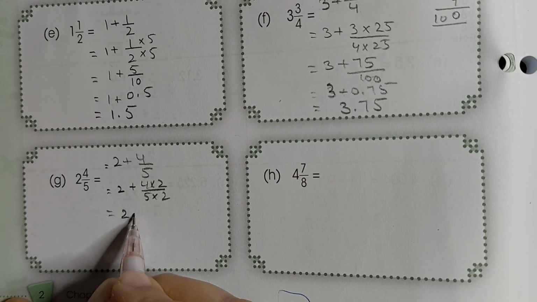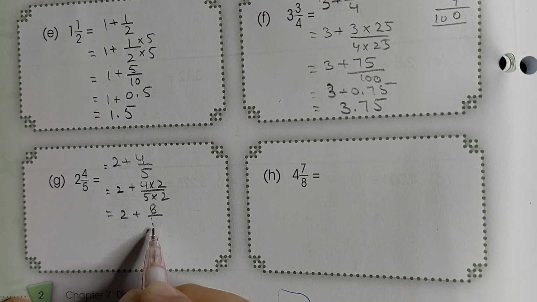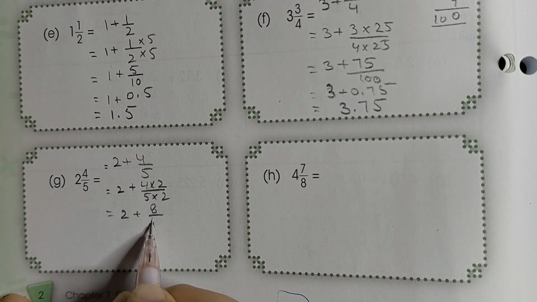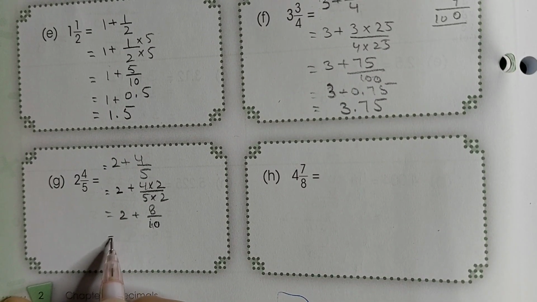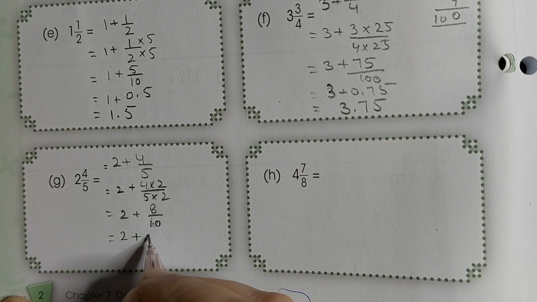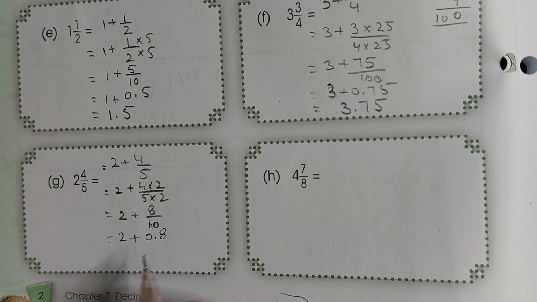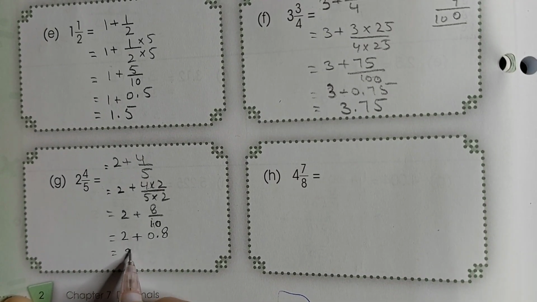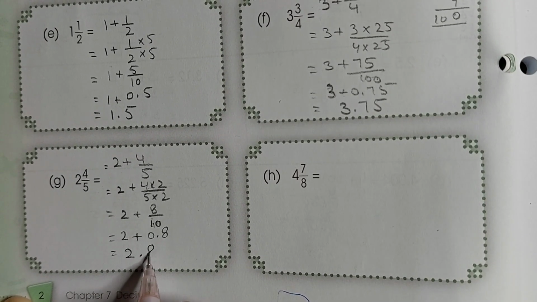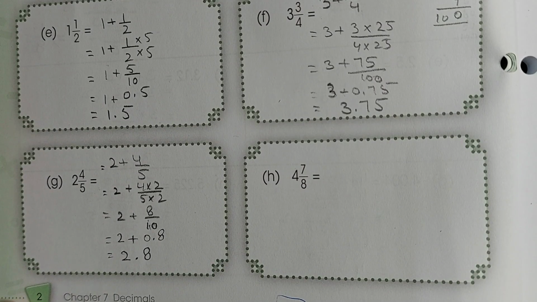It will become 2 plus 8 upon 10. So 8 upon 10. Now after how many digits you have to put decimal? After 1 digit. Because we have only one 0 in the denominator, it will become 0.8. The answer will become 2.8, the decimal form for 2 whole number 4 upon 5. Now move on to part H.